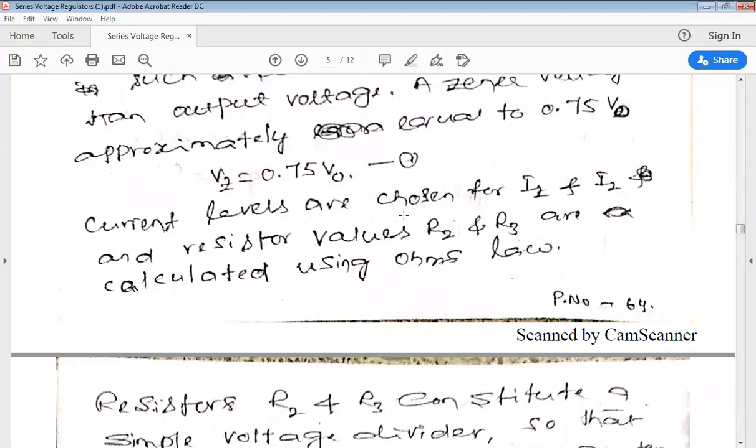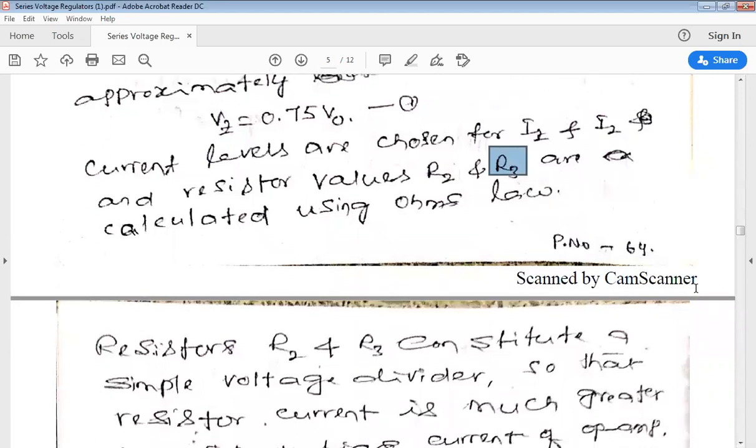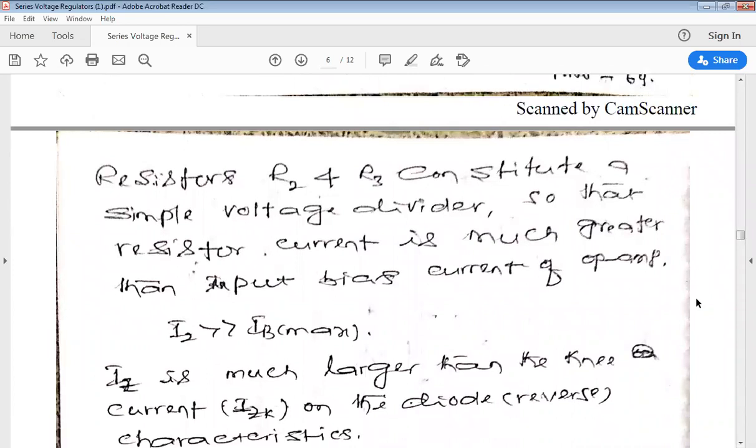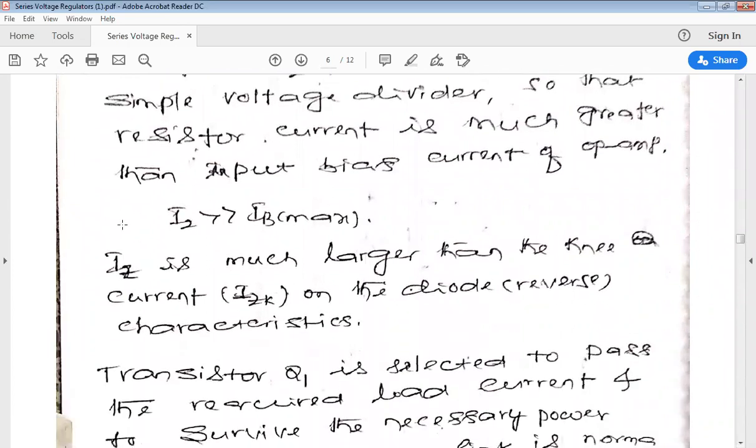The current levels are chosen. IZ and I2 are chosen, and the resistor values R2 and R3 are calculated by using Ohm's law. In this case, we also consider the input current: the I2 current is greater than the bias current of the operational amplifier in the precision voltage regulator.